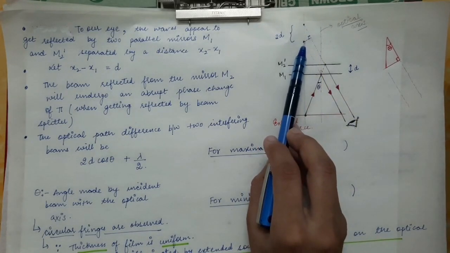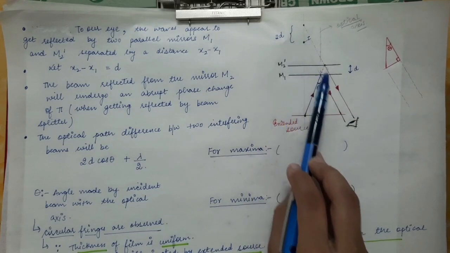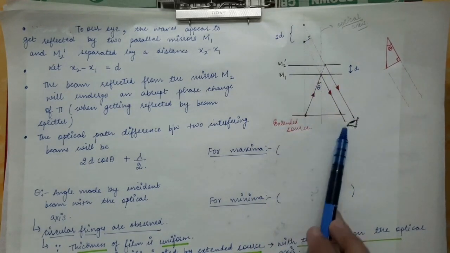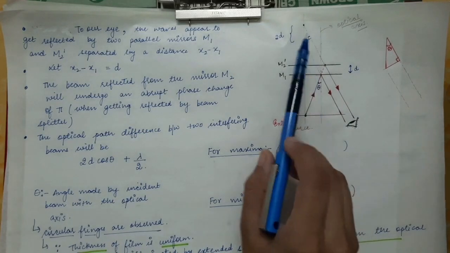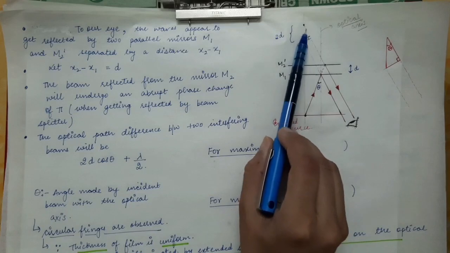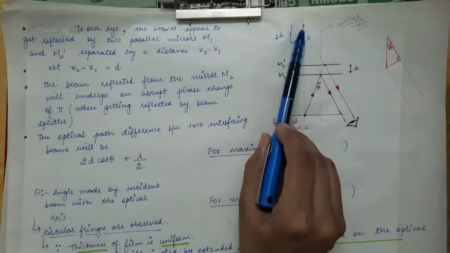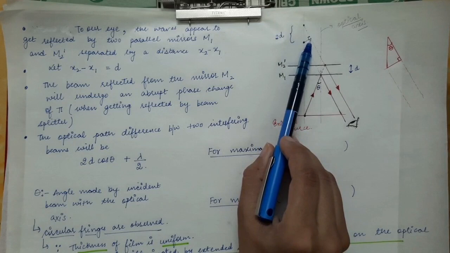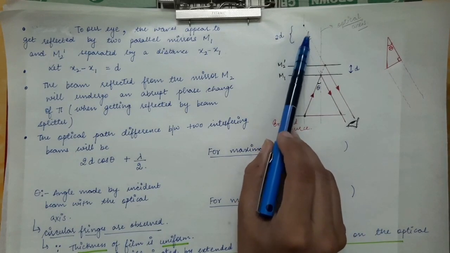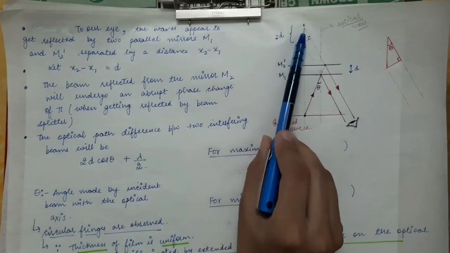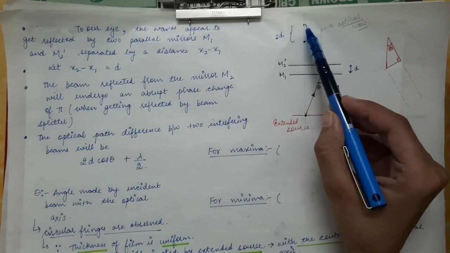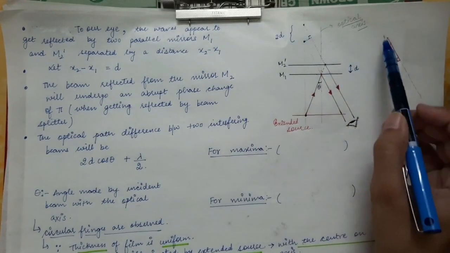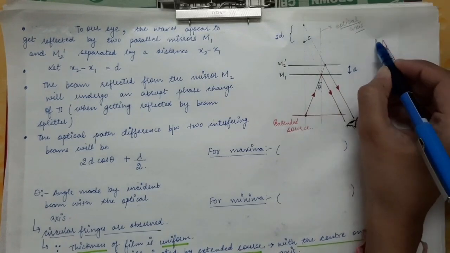So the path which is travelled after this perpendicular point, both paths are the same. So the extra path which is travelled by ray 2 is given by this distance, the distance from the virtual image of the source to the point where the perpendicular touches. So this will be the extra path travelled by ray 2. This is the triangle which is formed, and it is shown over here. Now this distance is equal to 2d.